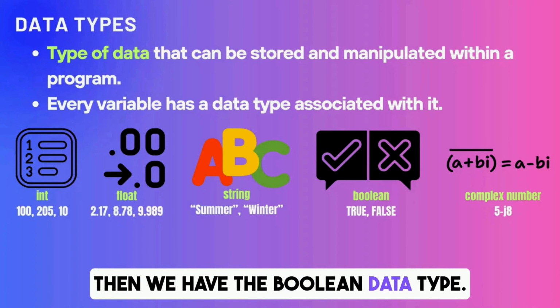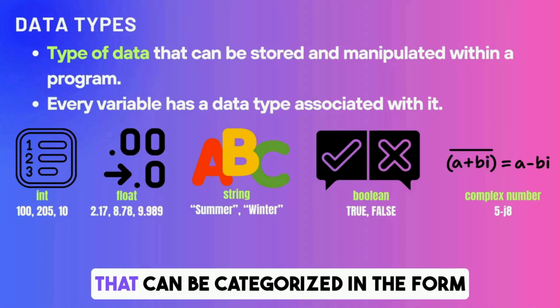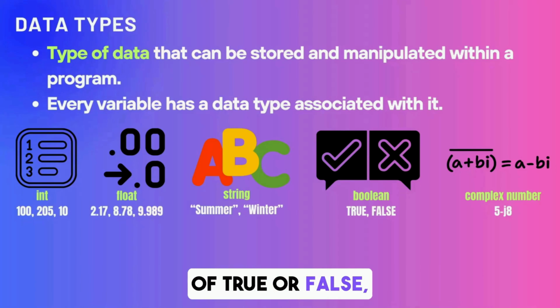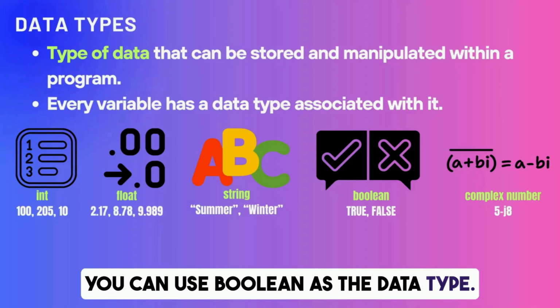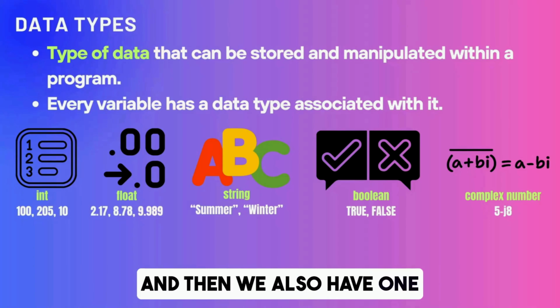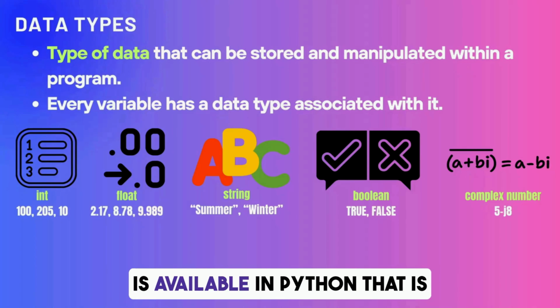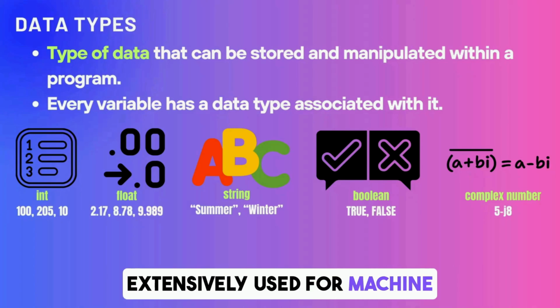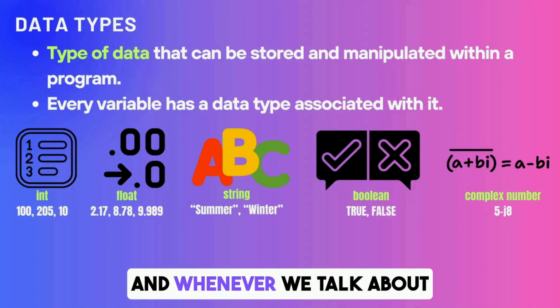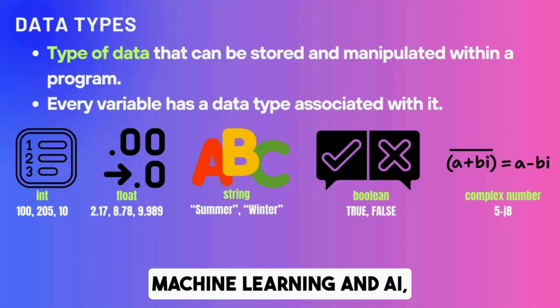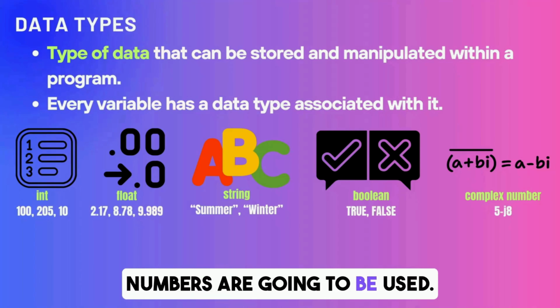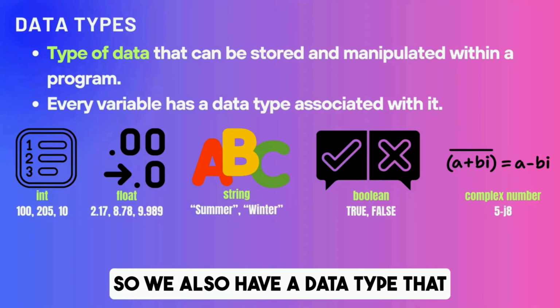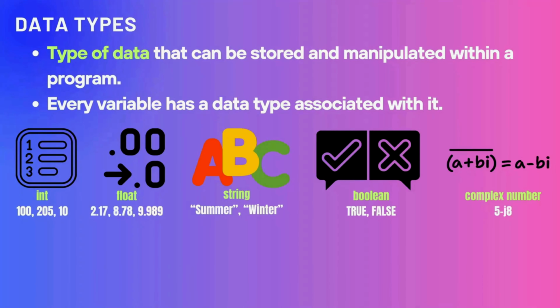Then we have the Boolean data type. Whenever you have data that can be categorized in the form of true or false, you can use Boolean as the data type. And then we also have one interesting data type available in Python called the complex number. You know that Python is extensively used for machine learning and AI, and whenever we talk about machine learning and AI, complex numbers are definitely going to be used. So we also have a data type that can support the complex number.